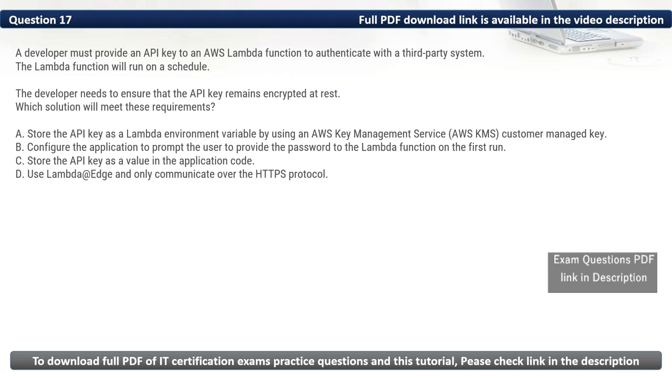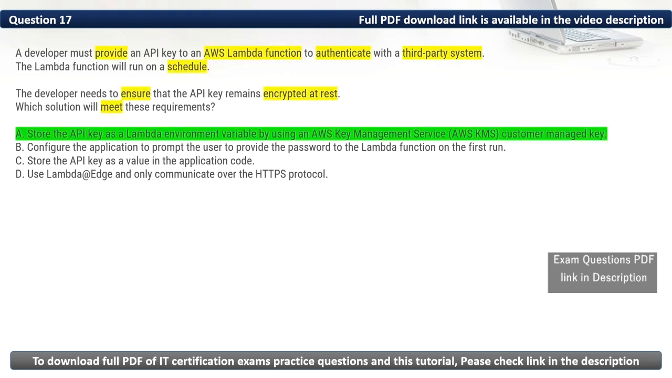Here in this question, the developer needs to ensure that the API key remains encrypted at rest and that the Lambda function runs on a schedule. As such, the developer should store the API key as a Lambda environment variable by using an AWS Key Management Service customer managed key. Thus, the correct option is A.